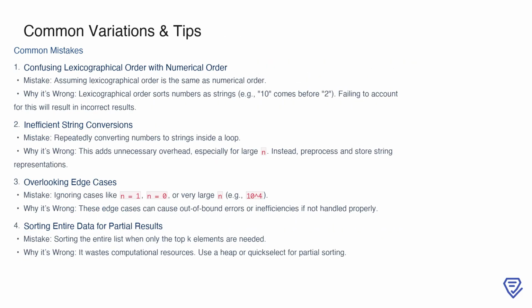When working with lexicographical numbers, there are several common mistakes to be aware of. First, a frequent error is confusing lexicographical order with numerical order. Remember, lexicographical order treats numbers as strings, so 10 comes before 2, which can lead to incorrect outputs if this distinction is overlooked.